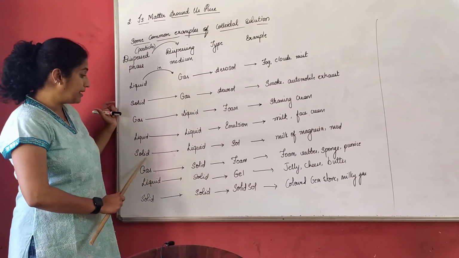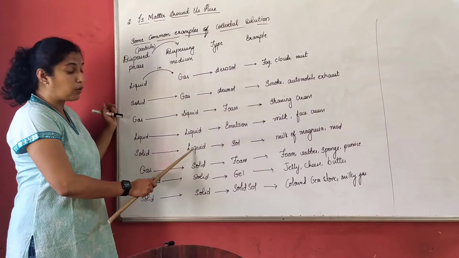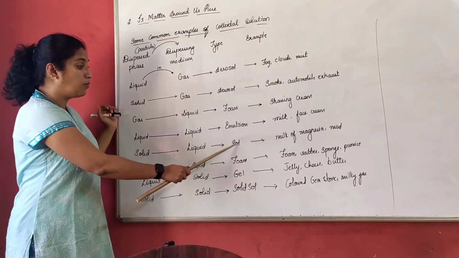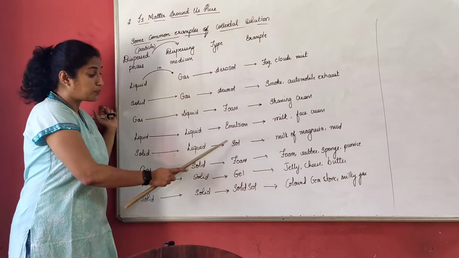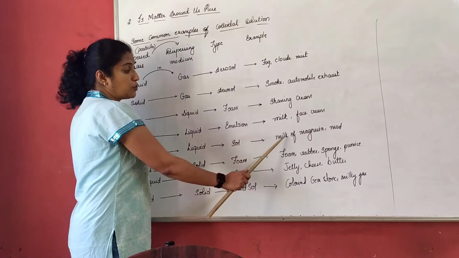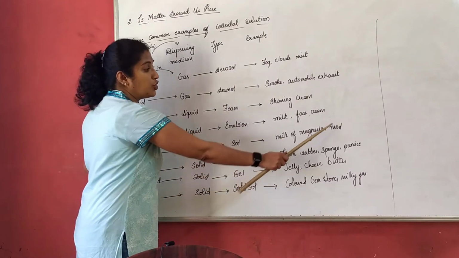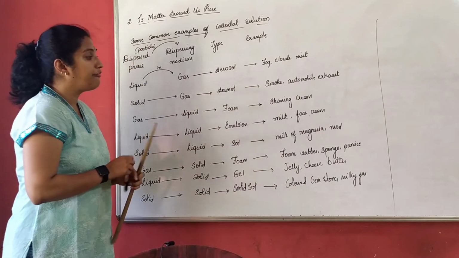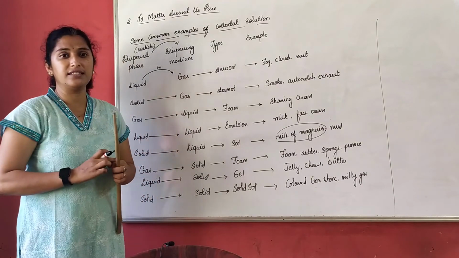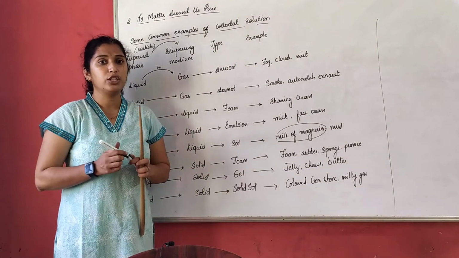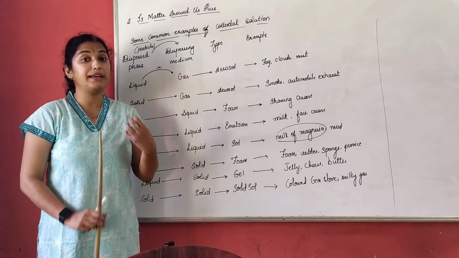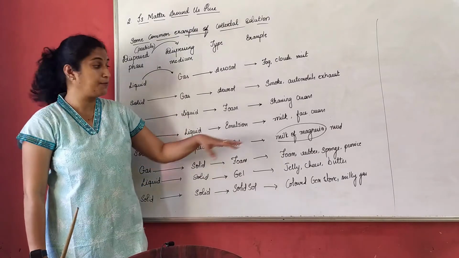Next example here is solid in liquid. I have liquid. I am adding 2 spoons of solid in it. What am I getting? Sol, a combination of solid and liquid. Examples of sol are milk of magnesia and mud. Milk of magnesia is used as an antacid. What is an antacid? Used during acidity. So whenever we take an antacid tablet or medicine, milk of magnesia is actually the content of it.